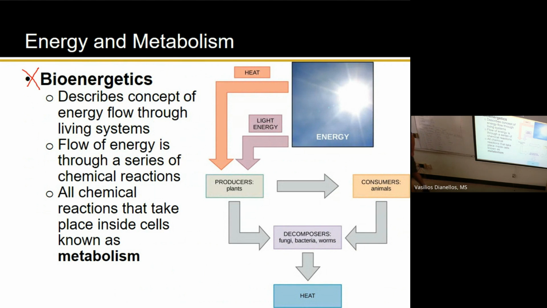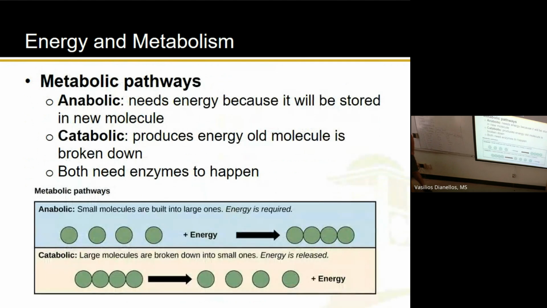All right, there are two different types of metabolic pathways you need to know: anabolic and catabolic. Anabolic needs energy because you're basically building a new molecule, and it takes energy to build something. Catabolic produces energy because you're breaking something. When you break something, and I'm going to talk more about this later, whatever energy was holding it together is then released. So make sure you understand the differences between anabolic and catabolic.